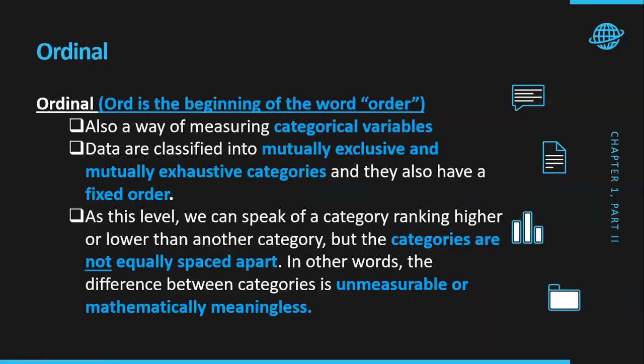At this level, we can speak of one category ranking higher or lower than another category. However, these categories are not equally spaced apart. In other words, the difference between categories is unmeasurable or mathematically meaningless.